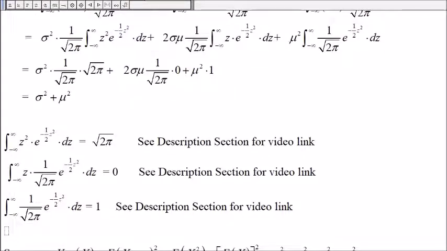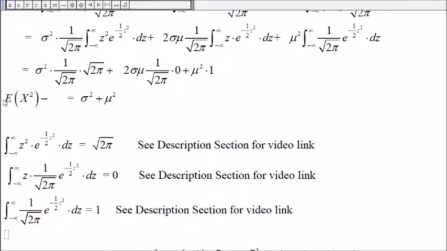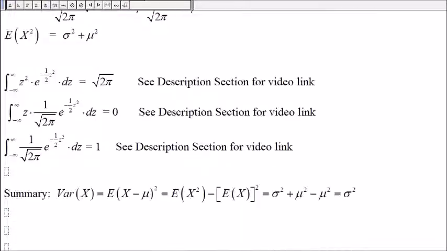And so this is the expected value of X squared. In summary, the variance of X is the expected value of X squared minus the square of the expected value of X. So we get sigma squared plus mu squared minus mu squared, which is sigma squared.